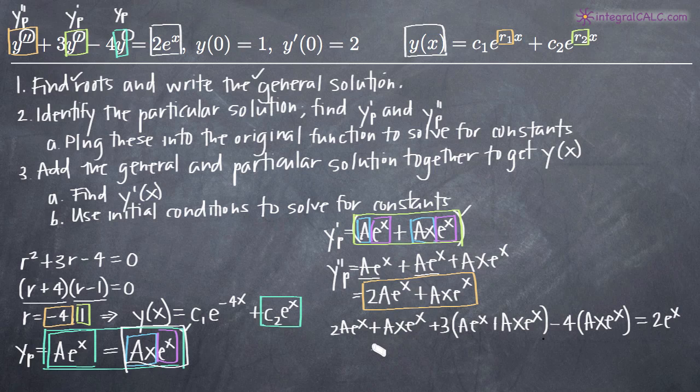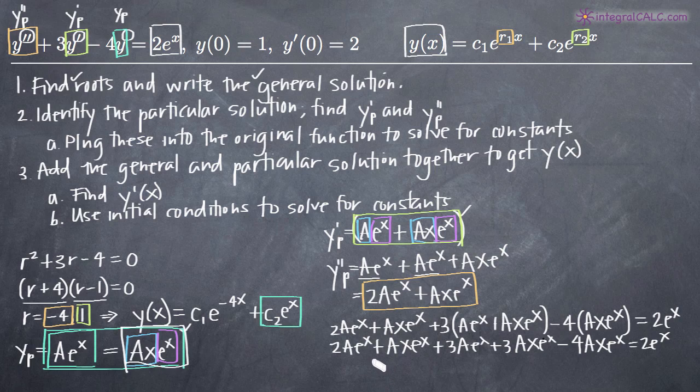And now we just want to go ahead and solve for a. So in order to solve for a, we'll multiply out these terms here. So we'll say plus 3a e to the x plus 3ax e to the x minus 4ax e to the x equals 2e to the x.